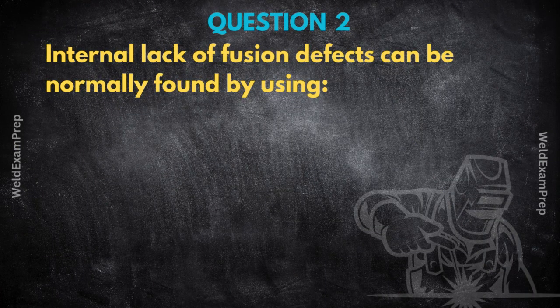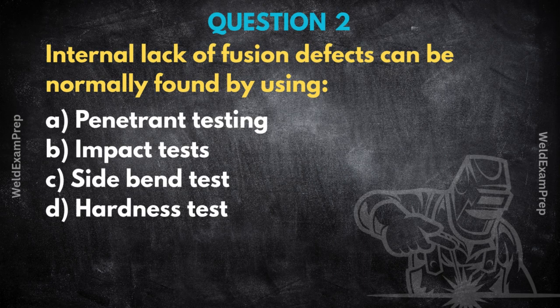Internal lack of fusion defects can normally be found by using your options: A, penetrant testing, B, impact test, C, side bend test, D, hardness test. Which of these methods is your go-to for uncovering flaws that aren't on the surface? Right. For rooting out internal lack of fusion, the most effective method from this list is definitely C, side bend test. Let's clarify what internal lack of fusion is.